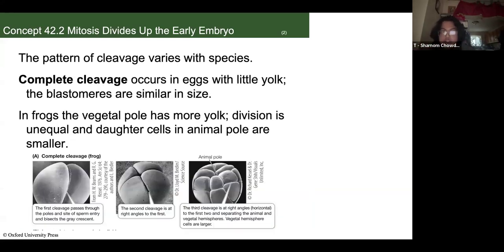The pattern of cleavage varies with the type of species. For mammals and frogs, and for humans, it's complete cleavage. It occurs in eggs that have little yolk. The blastomeres are similar in size for the most part, but in frogs, the vegetal pole has more yolk, so division is unequal, and daughter cells in the animal pole are smaller. For humans, they're all relatively the same size. But even if it's not the same size, complete cleavage means you have a complete division of cells.